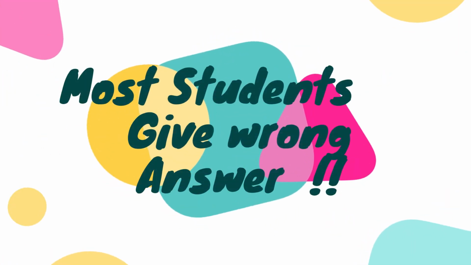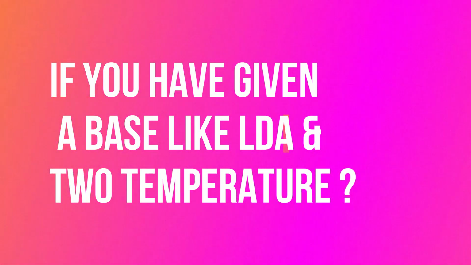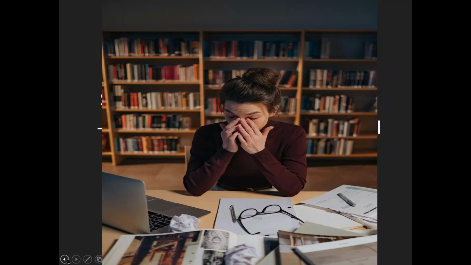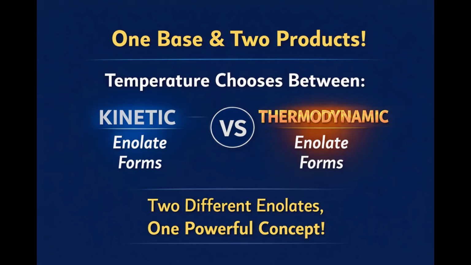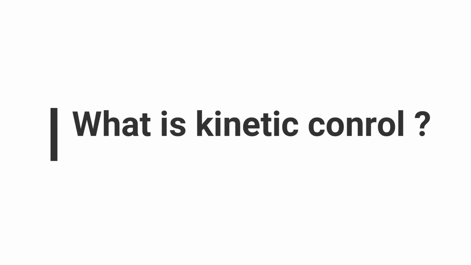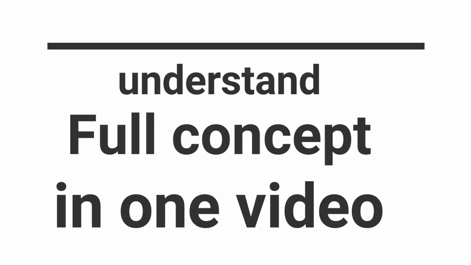Most of the students give the wrong answer. If you are given a base like LDA and two different temperatures, you make a wrong product. Why does this happen? Same base, two different products. That is a matter of kinetic versus thermodynamic control, and you don't know what kinetic control and thermodynamic control are and why it happens. So just watch one video and you will understand this concept.